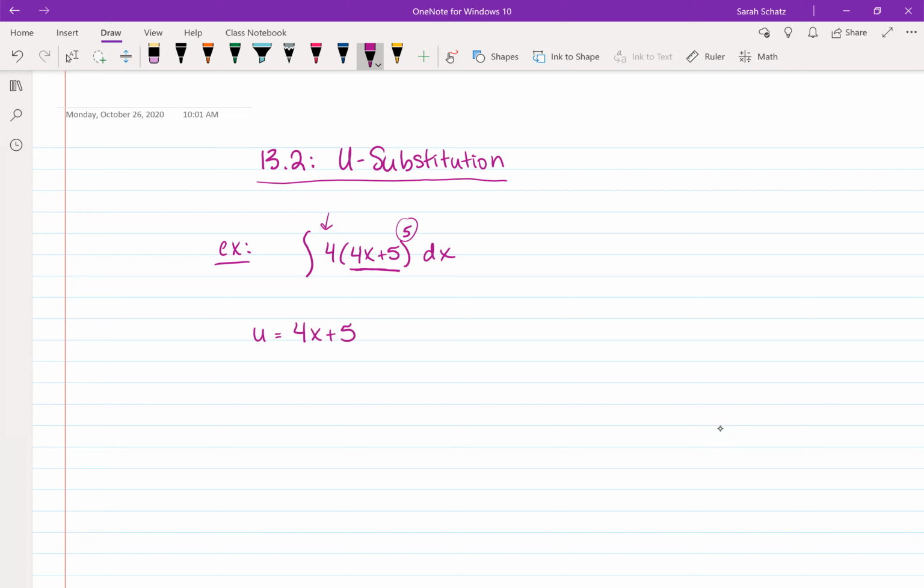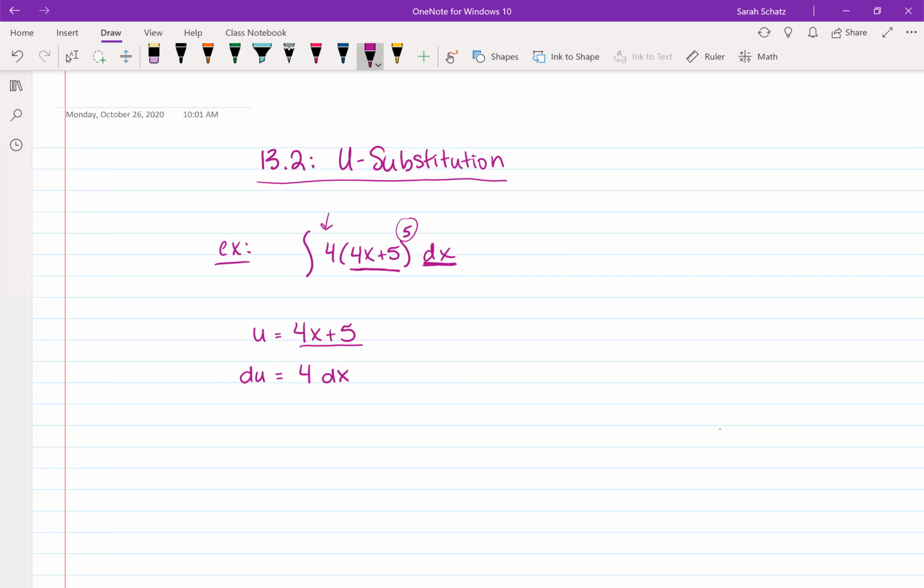Now, I'm also going to find a du, so a derivative of u, and we use du. You guys, the derivative of u, if this is u, 4x plus 5, what is the derivative of u? Isn't that just a 4? But you guys, we have this dx, and we're going to use it today. So notice I have du equals 4. You guys, I'm always going to put the dx in my derivative of u.